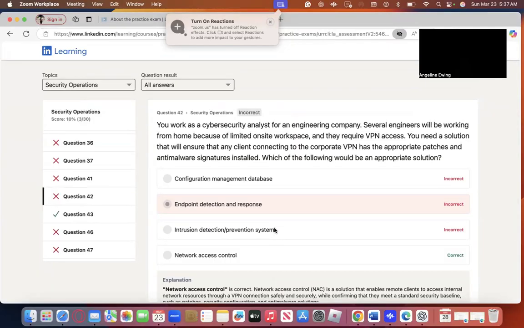You work as a cybersecurity analyst for an engineering company. Several engineers will be working from home because of limited on-site workspace, and they require VPN access. You need a solution that will ensure that any client connecting to the corporate VPN has the appropriate patches and anti-malware signatures installed. Which of the following would be an appropriate solution? That would be network access control.